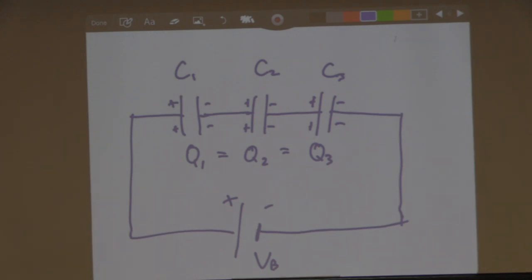If I know Q1 and I know C1, there's one other thing I can figure out. If I know Q and I know C, what can I figure out? V. I can figure out V. V1 is going to equal, multiply the V up, divide the C over, Q1 divided by C1. V2 equals Q2 over C2. And V3 equals Q3 over C3.